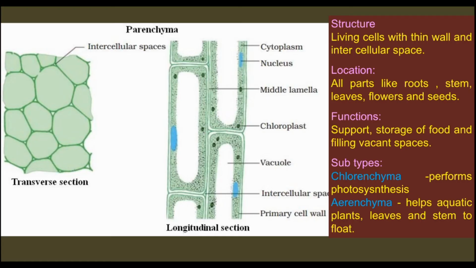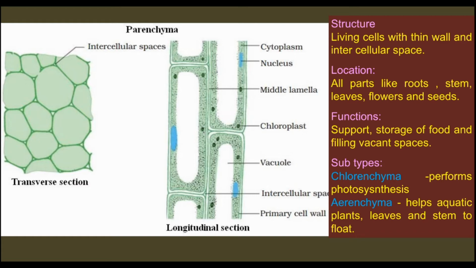First one is parenchyma. Parenchyma cells are living cells with a thin cell wall and intercellular space. These are present in all parts like root, stem, leaves, flowers and seeds. Their function is support, storage of food and filling vacant spaces.